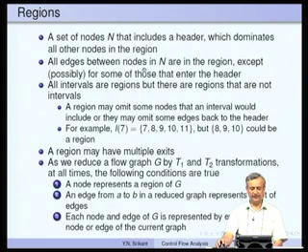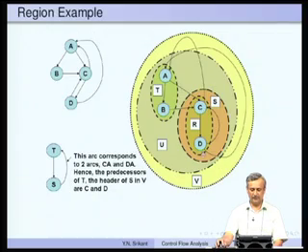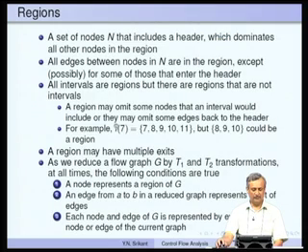So, all edges between the nodes in n are in the region except for some that enter the header. You really cannot leave out the edge from C to D; you have to leave out only the edge from one of the nodes to the header, when we combine these nodes. So, all intervals are regions, but there are regions that are not necessarily intervals. This is something very important. A region may omit some nodes that an interval would include, or they may omit some edges back to the header.